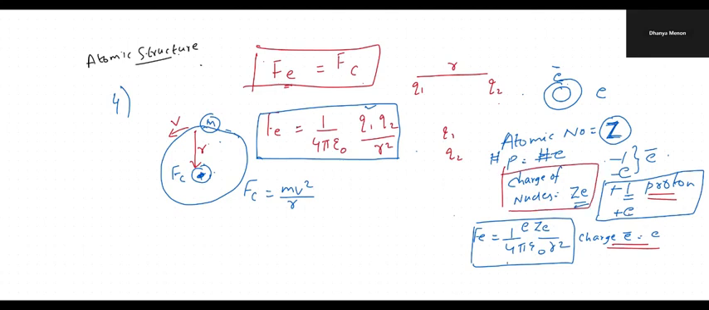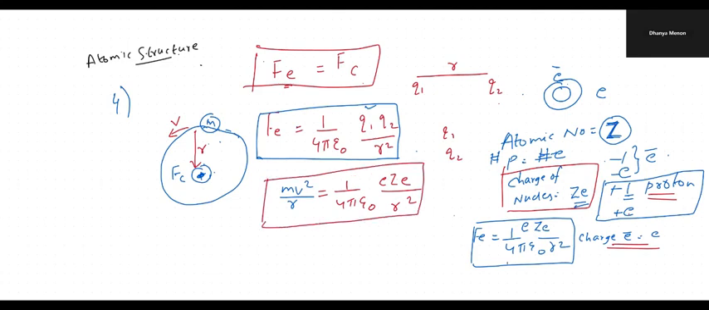So I'm going to substitute the values over here. So Fc is over here. I have already substituted here. Fc is equal to Fe, that is 1 by 4 pi epsilon naught E times ZE by R square. I equated both of them, and this I put in a box.